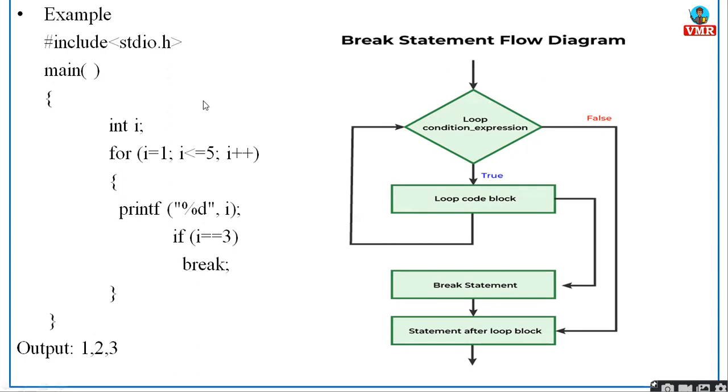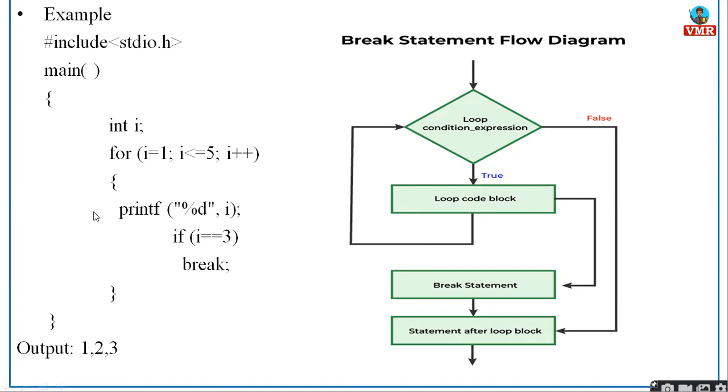Then what was I doing? I was just printing the i value. So 3 will be printed, and then you will check the condition: if i is equal to 3, yes, 3 is equal to 3. So then what I'm doing is simply executing this statement, that is break. Once you execute this statement, you will completely quit from this for loop.